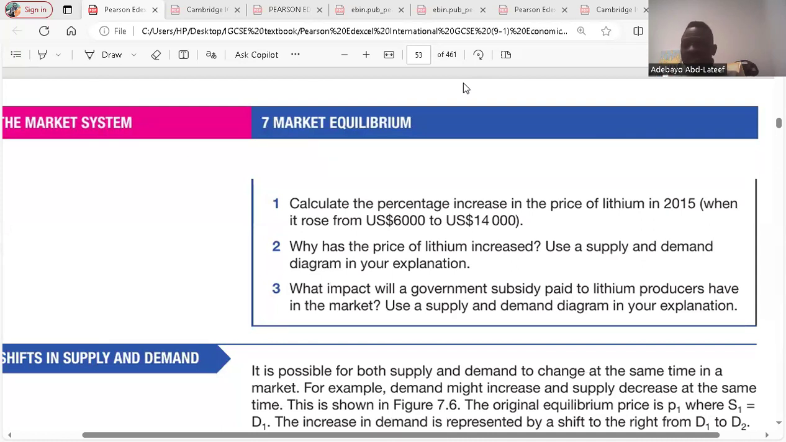So question one, calculate the percentage increase in the price of lithium in 2015 when it went from $6,000 to $14,000. So the formula is, first you have to take the difference between them. That's 14,000 minus 6,000, which is 8,000. So the change divided by the original price, which is 6,000, multiplied by 100 gives us the final answer. 8,000 divided by 6,000, multiplied by 100, gives us 133.3%. Is it clear?